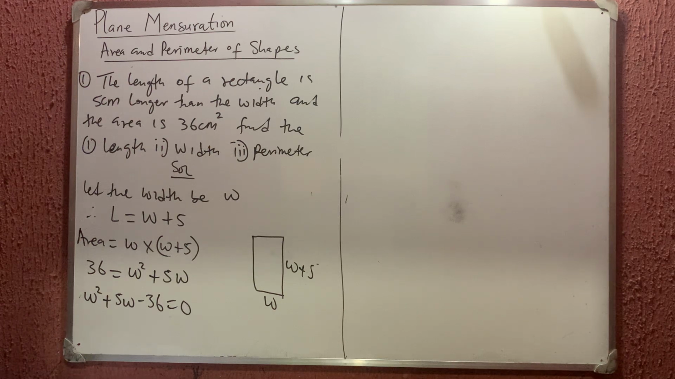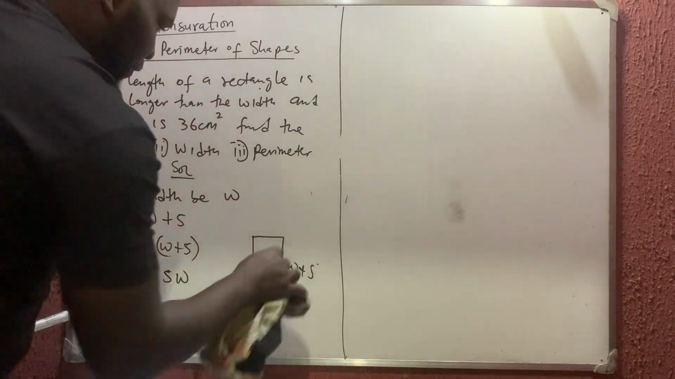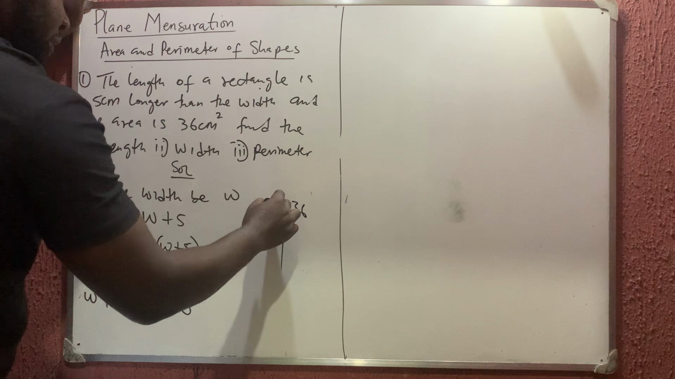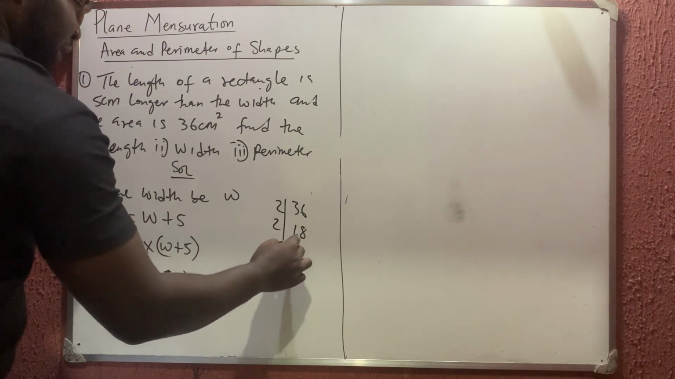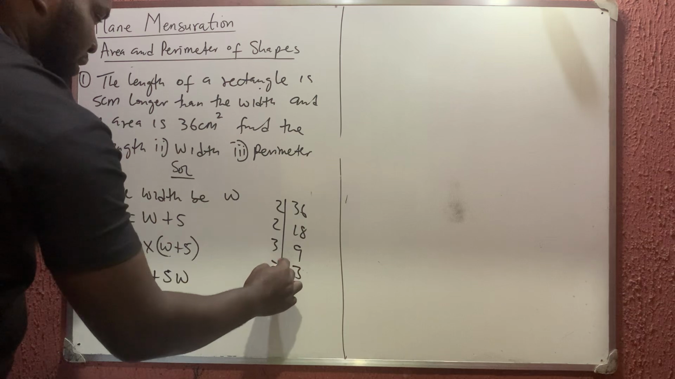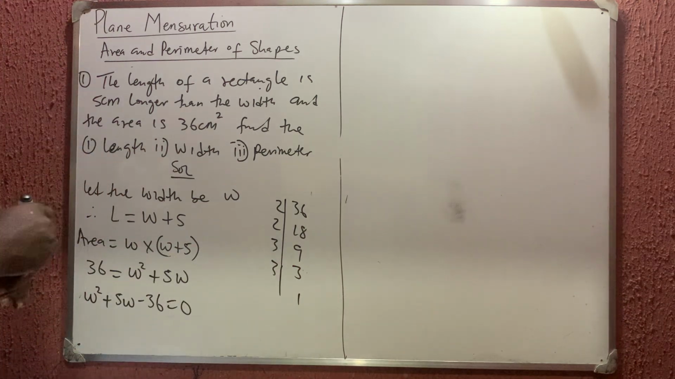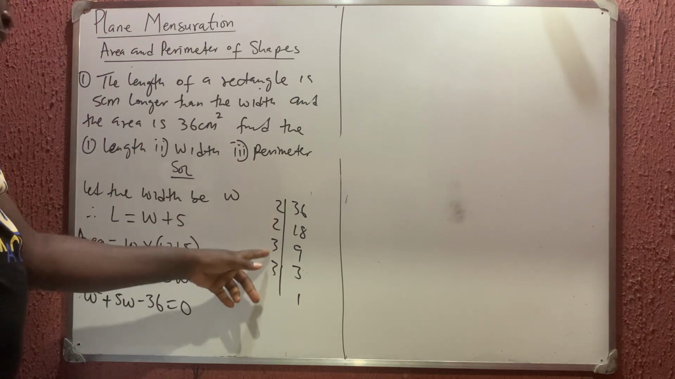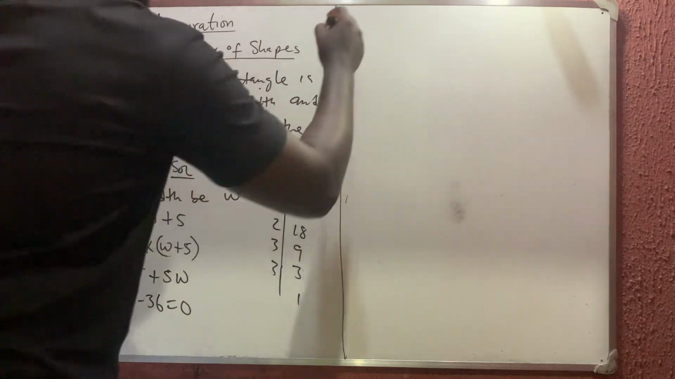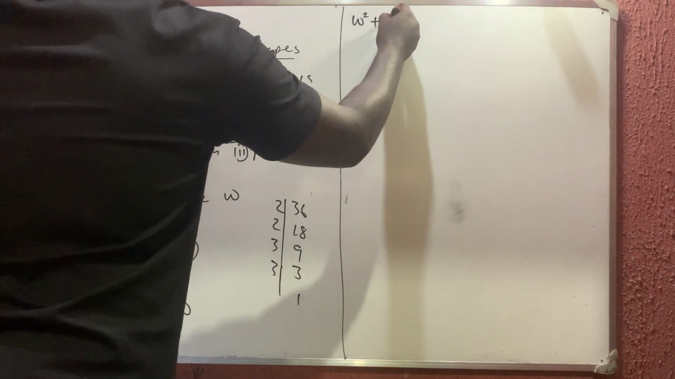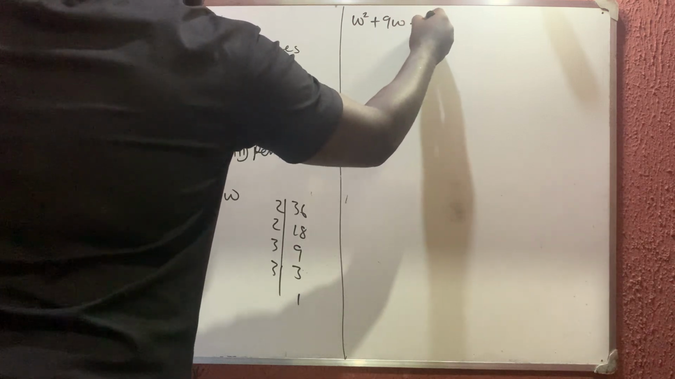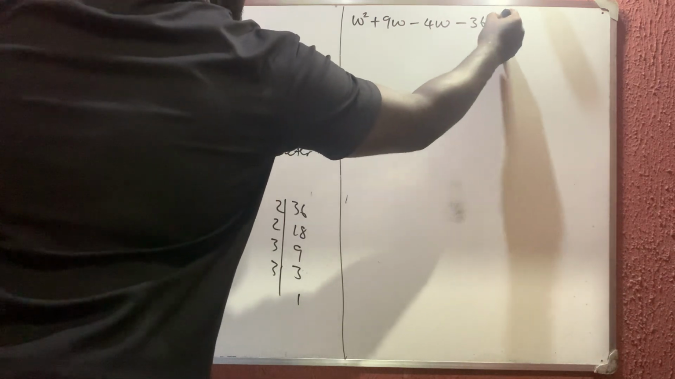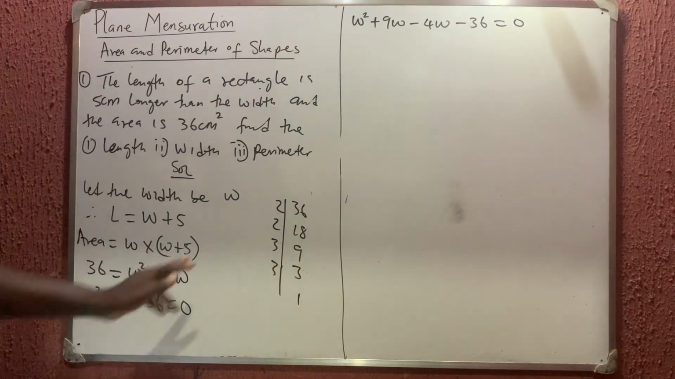So let us factorize. 36. Are there two factors that can give us 5 from 36? Let's check. 36, 2 divides into 18, 2 divides into 9, 3 divides into 3, 3 divides into 1. Is there any way we can get 5? 3 times 3 is 9, 2 times 2 is 4. So 9 minus 4 will give us 5, correct? So I'm having W squared plus 9W, then minus 4W, then minus 36 is equal to 0. So 9 minus 4 will still give us 5.